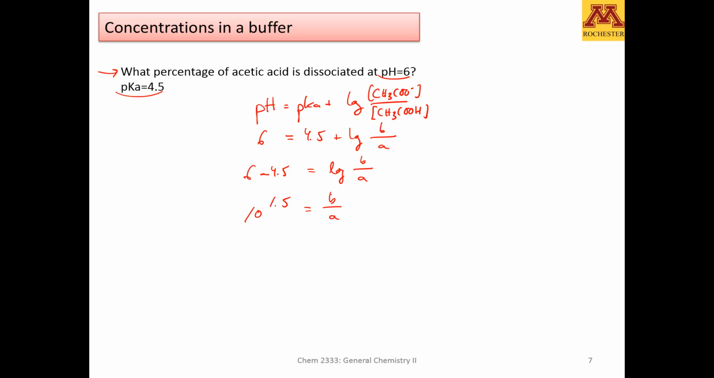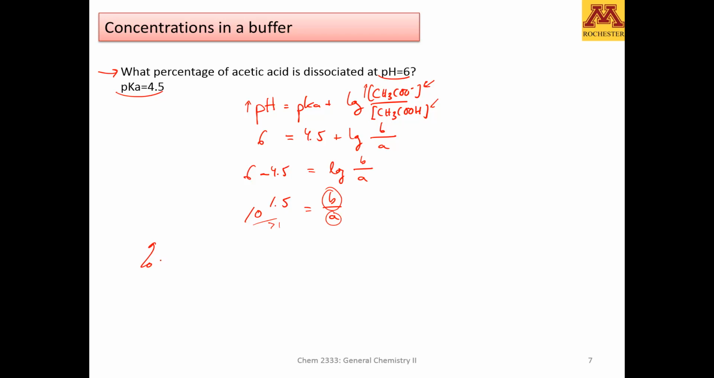Does it make sense that there is more base than acid? Well, yes, we are at pH 6, that's above 4.5, therefore it makes sense that this number here is higher than 1. That is, there is more base than acid. So, at least if you forget where you put the base, either in numerator or denominator, remember that an increase of the concentration of base will increase your pH, and that's only true if the base is in the numerator.